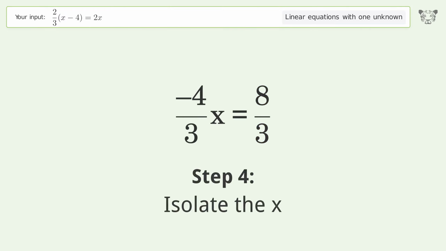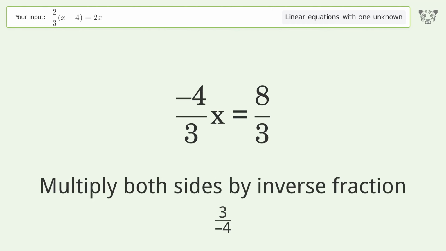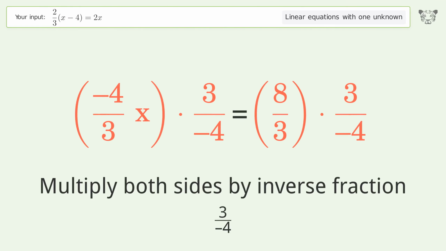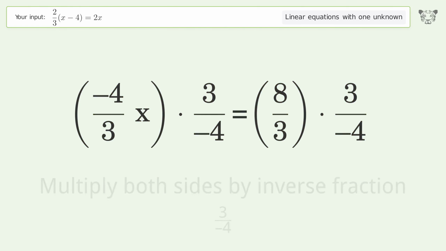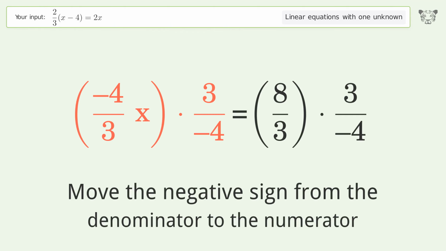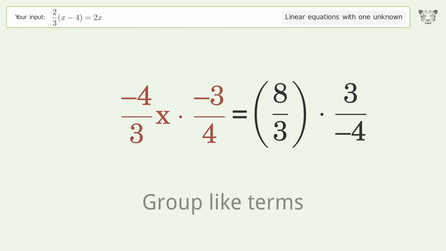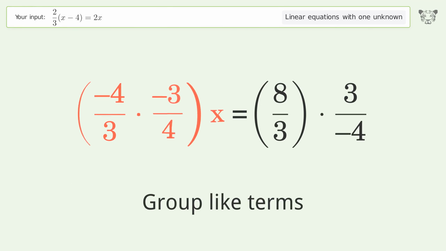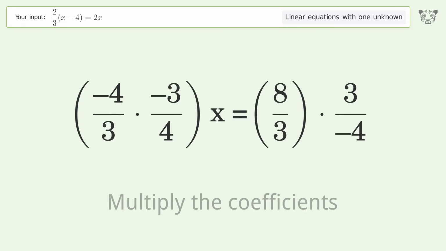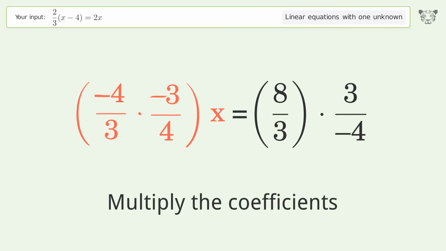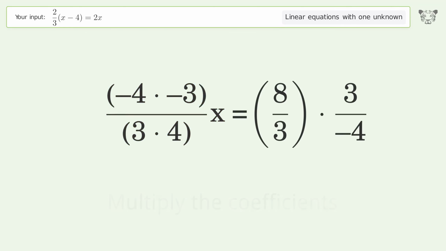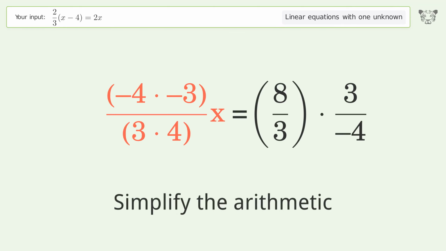Isolate the x. Multiply both sides by inverse fraction 3/4. Move the negative sign from the denominator to the numerator. Group like terms. Multiply the coefficients. Simplify the arithmetic.